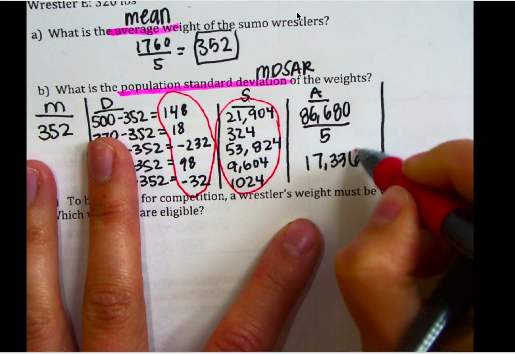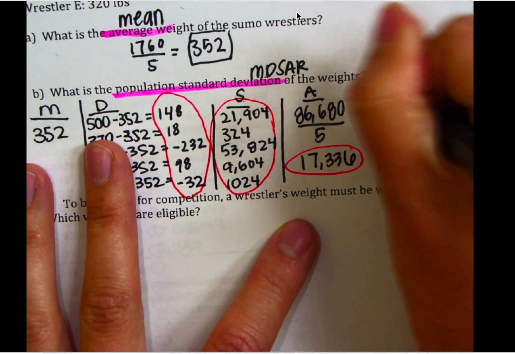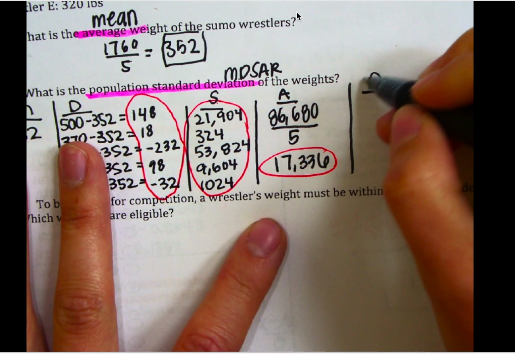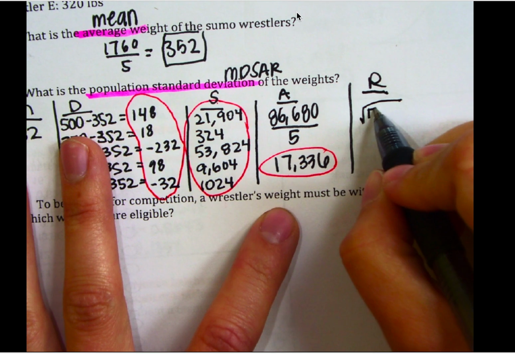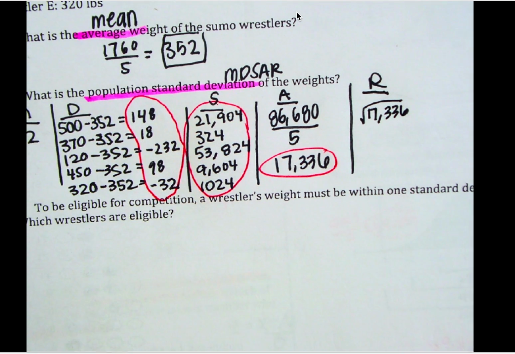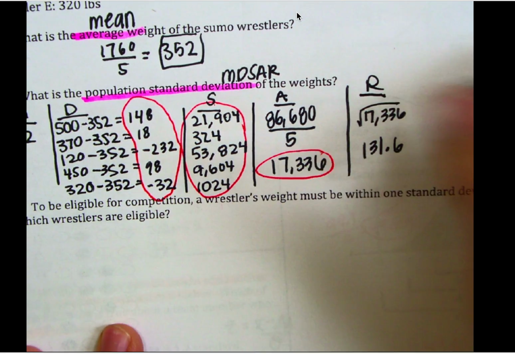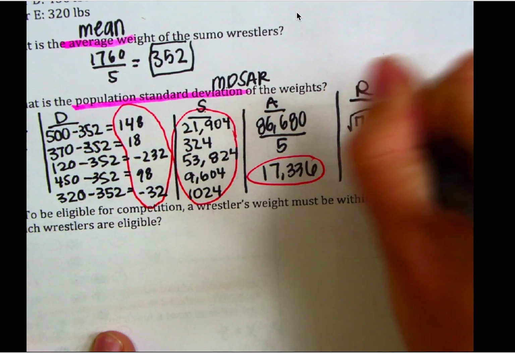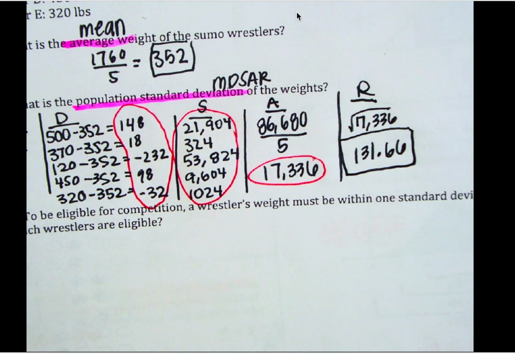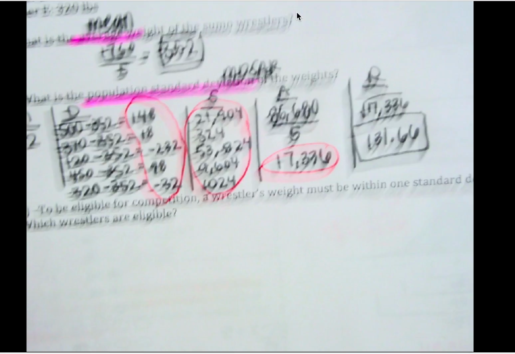So I'm going to take that number and I'm going to do my last step. I'm going to do the R, which stands for square root. So the square root of 17,336 gives me 131.6. We'll do 2 decimal places. That would be our answer. That's our population standard deviation.